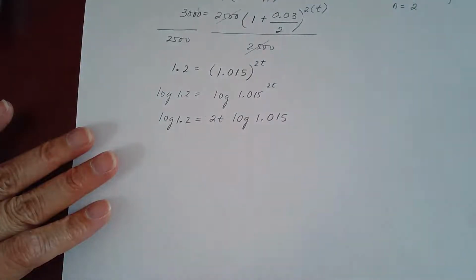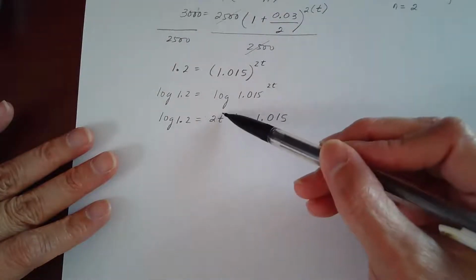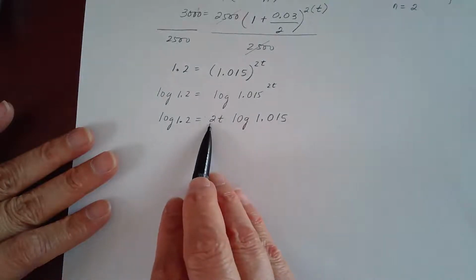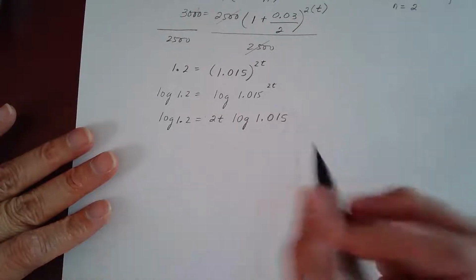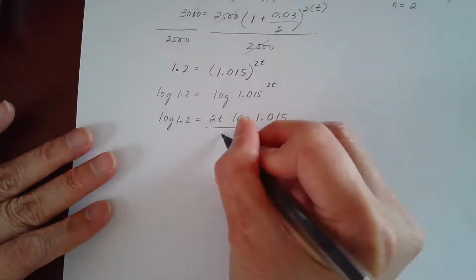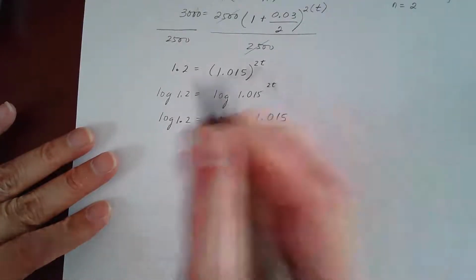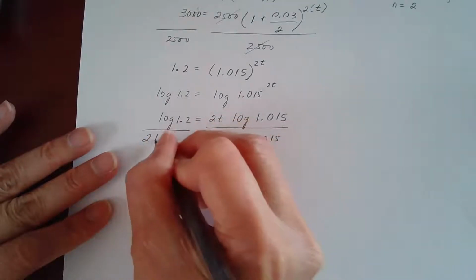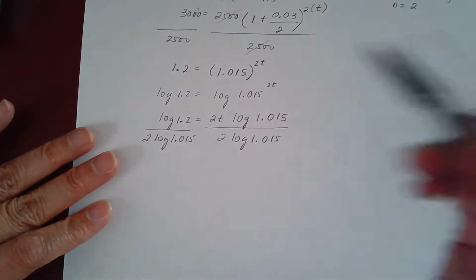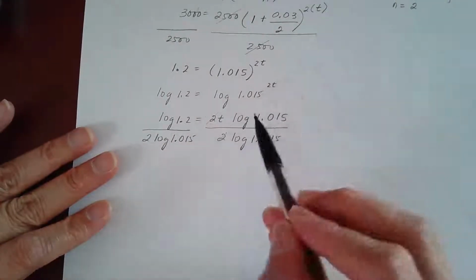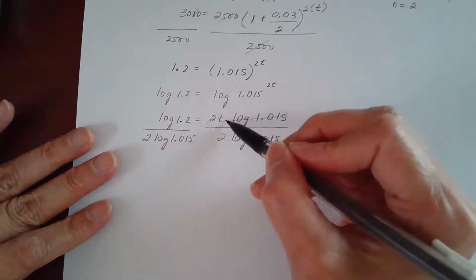So we've taken the 2t and brought it to the front. Now the t is here. We can now divide both sides by 2 times log of 1.015. So divide both sides by 2 times log of 1.015. And that cancels the 2. That cancels the logarithm of 1.015. And then we're left with just the t.